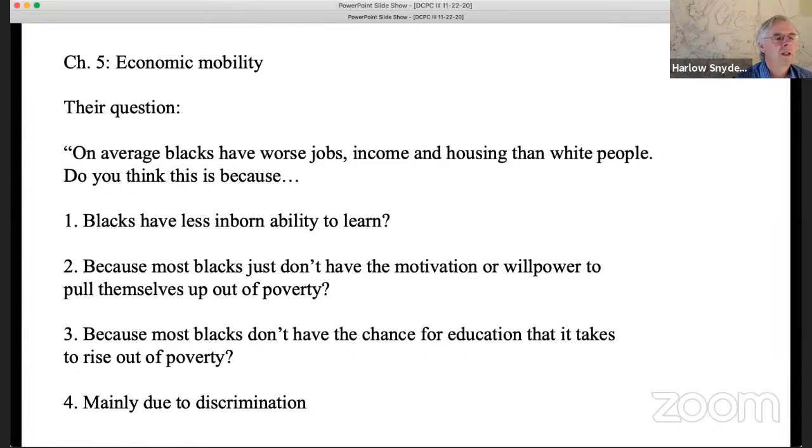One, blacks have less inborn ability to learn. Two, because most blacks just don't have the motivation or willpower to pull themselves up out of poverty. You know, they don't have that Horatio Alger kind of giddy up. Three, because most blacks don't have a chance for the education that it takes to rise out of poverty. Or four, mainly due to discrimination.